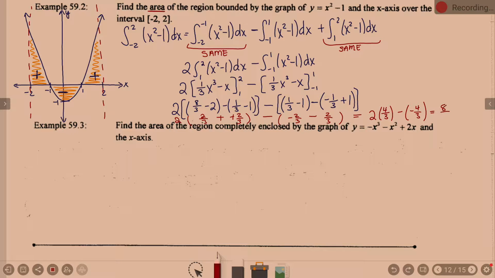So I'm going to say 8/3 plus 4/3 is 12/3. And 12/3 is 4 units squared again.